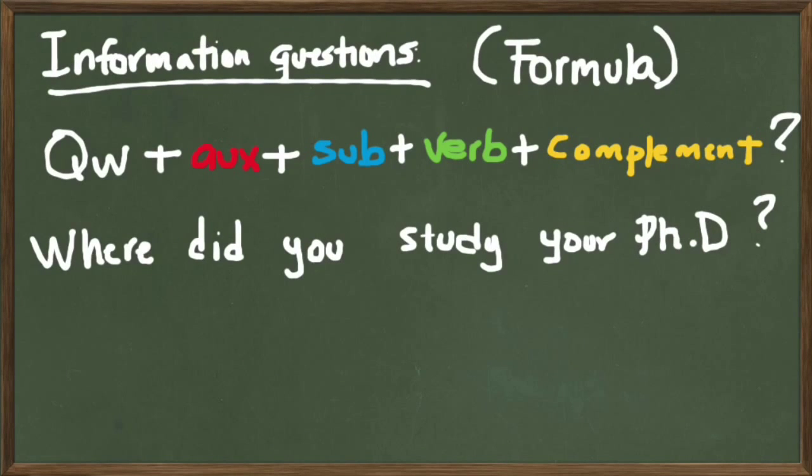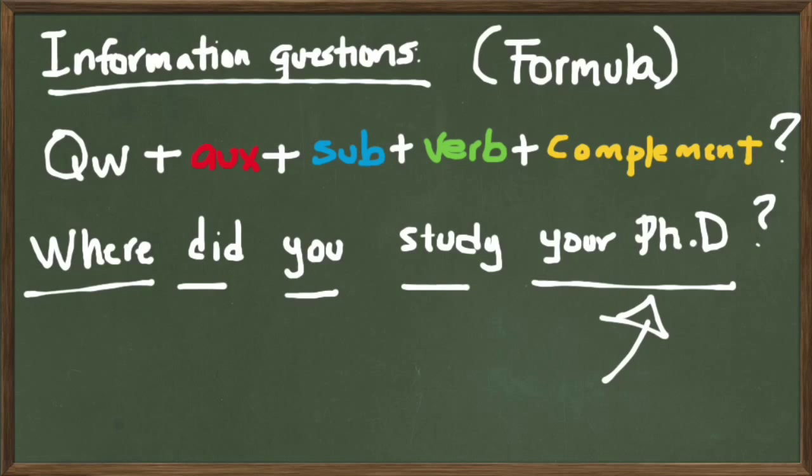Okay, now information questions. This is a formula, and it's pretty much the same as the previous one. However, okay, now let's move on. Now, we're keeping with the formula for information questions. So we have the exact same, but we have in the beginning our question word. So the formula is question word, auxiliary, subject, verb, complement. For example, where did you study your PhD?